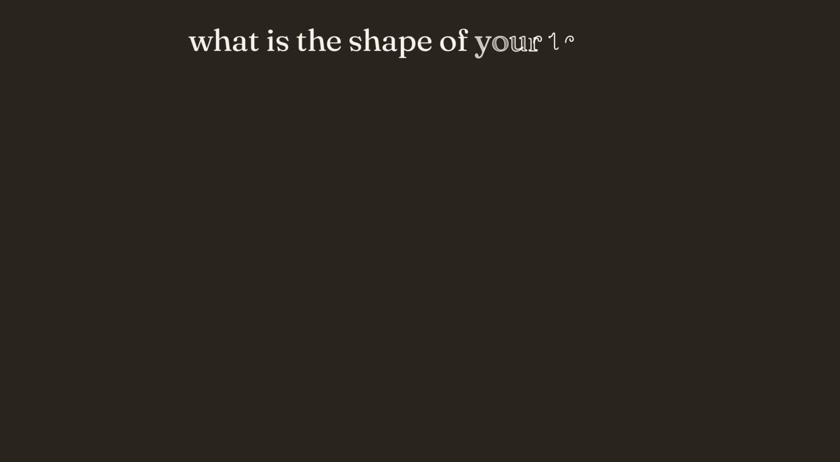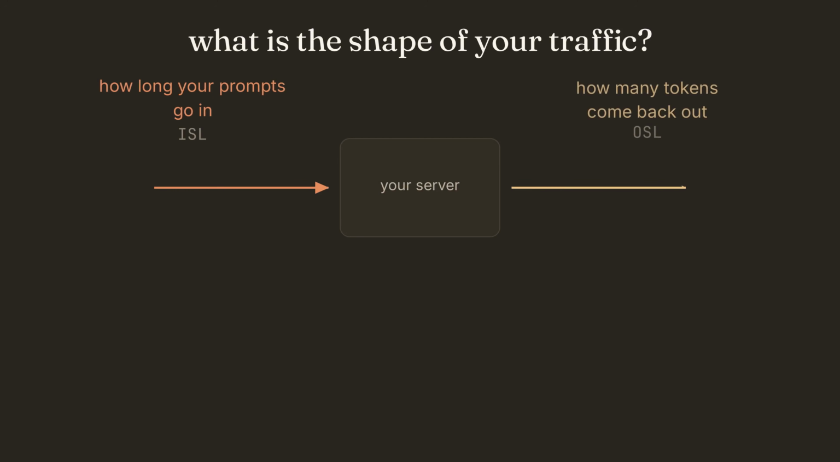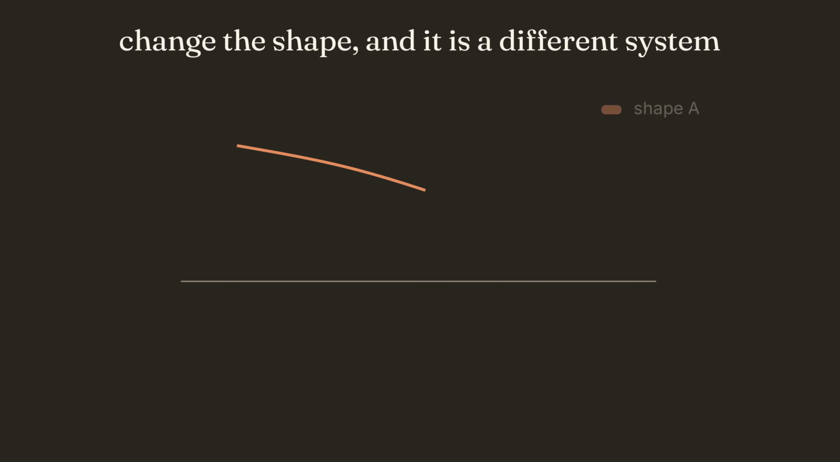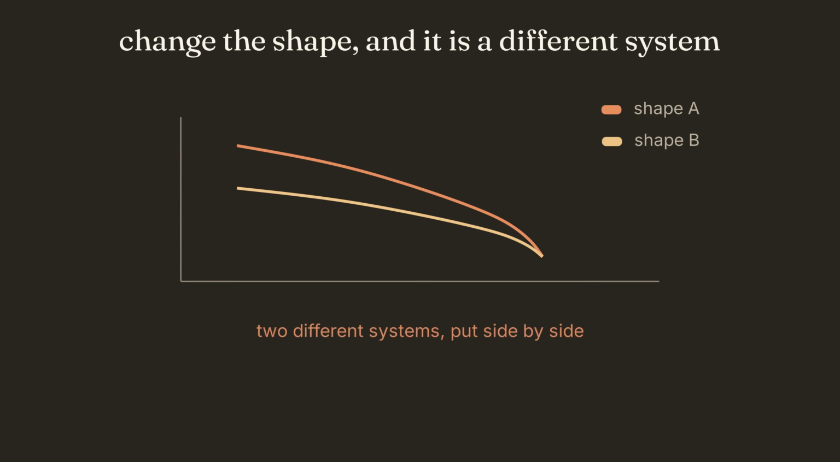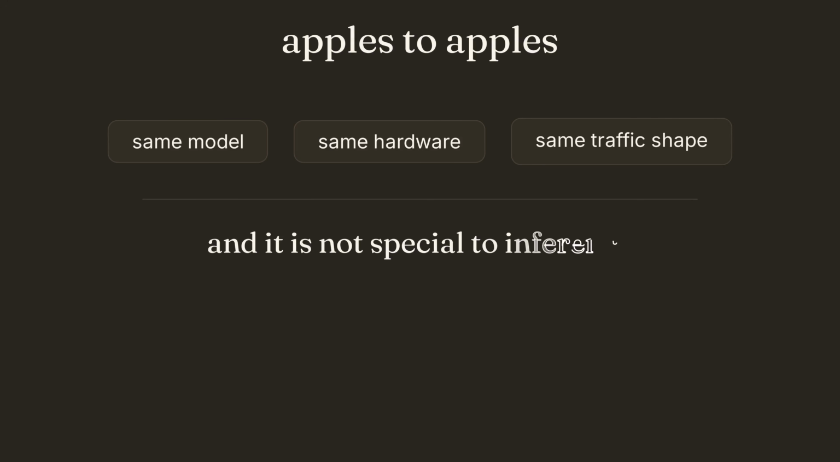So, what do I mean by shape? It's how long your prompts are going in and how many tokens come back out. If you change those, then you're not drawing the same system's curve anymore, you're drawing a different system. And then you put the two side by side and reach the wrong conclusion. By holding these 3 things still, you are doing an apples to apples comparison. And that's what we want.